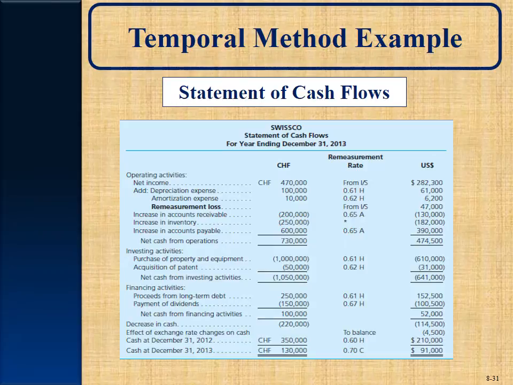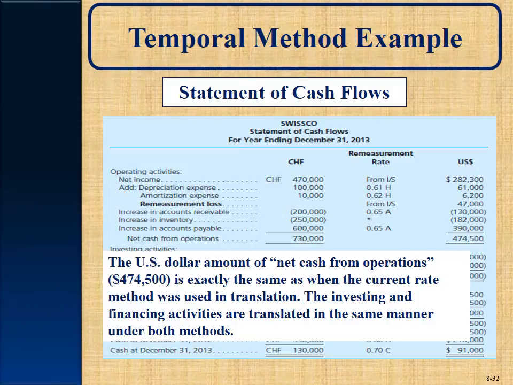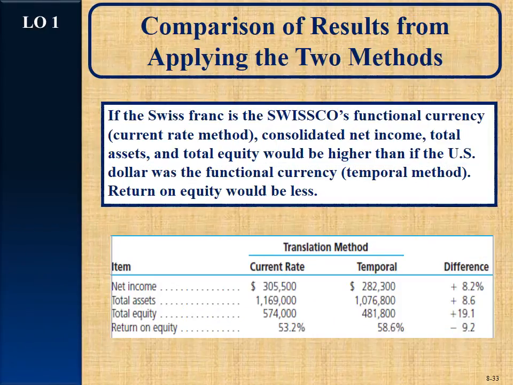So remember, we have the current rate and the temporal method. Current rate is used by the foreign subsidiary, or when the foreign currency is the functional currency of the subsidiary. Temporal is used when the US dollar is the functional currency. And we looked at the requirements to determine what the functional currency is for that subsidiary. There's your statement of cash flow.